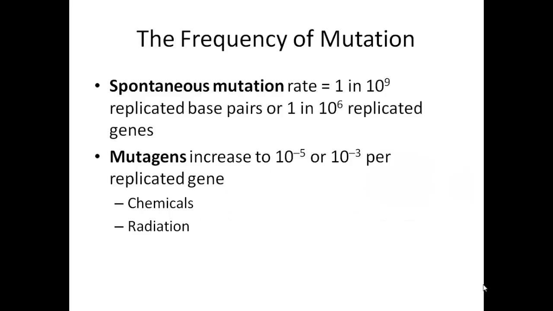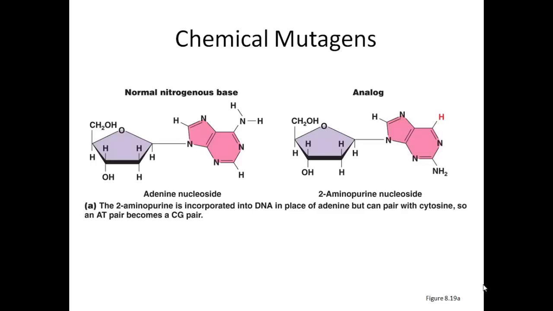Mutations do not occur spontaneously very often, about once every billion replicated base pairs. However, certain chemicals and environmental factors, such as radiation, can increase the rate of mutation. These are known as mutagens. Many chemical mutagens resemble the structure of a normal nitrogenous base and can be incorporated into a new piece of DNA during replication. However, when that piece of DNA is later replicated, the base pairs don't line up correctly, and a base substitution mutation can result.